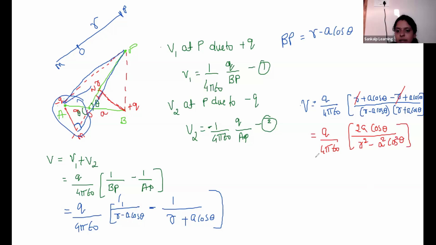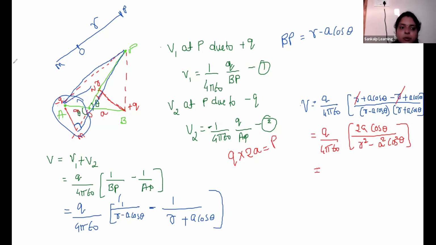So now the last one, this is equal to, what is the product of charge and 2A? Yes. So the product of the charge and the distance is defined as, what is it defined as? Q into 2A. It is defined as the dipole moment P.